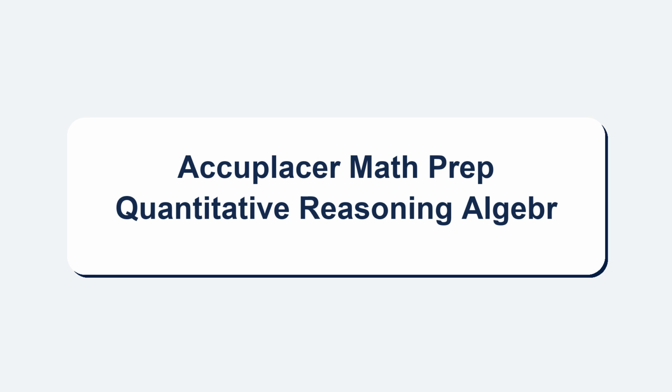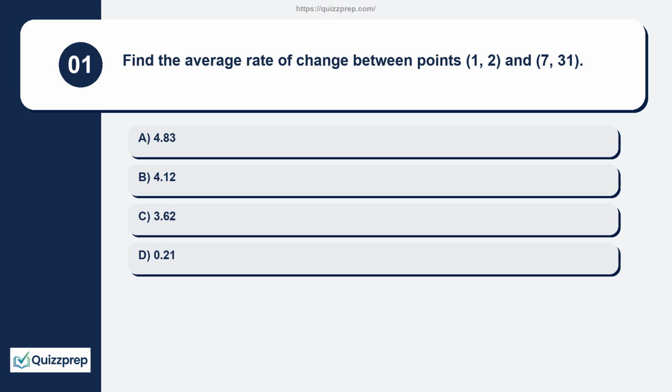Accuplacer Math Prep, Quantitative Reasoning, Algebra. Question 1. Find the average rate of change between points (1, 2) and (7, 31). 4.83, 4.12, 3.62, 0.21.